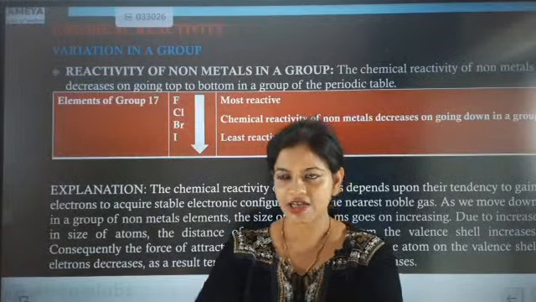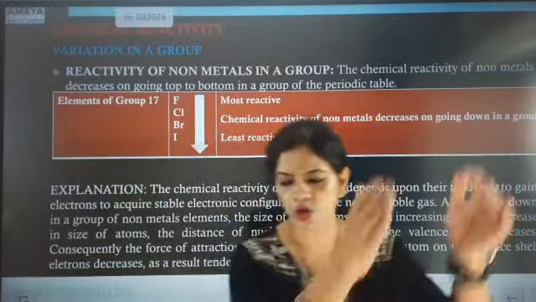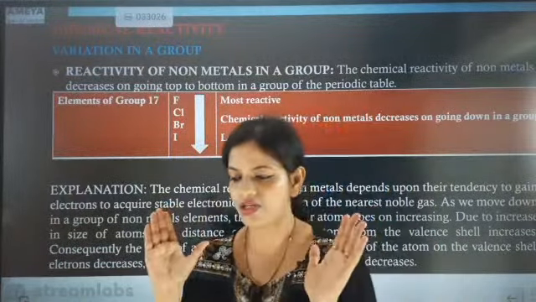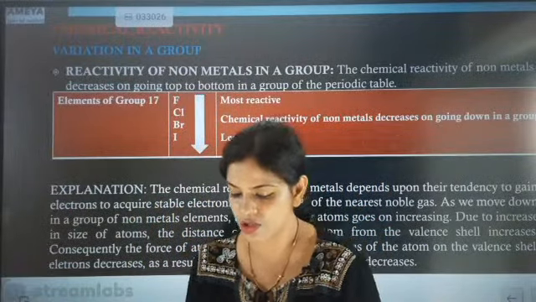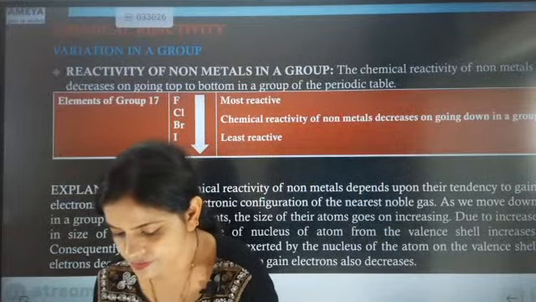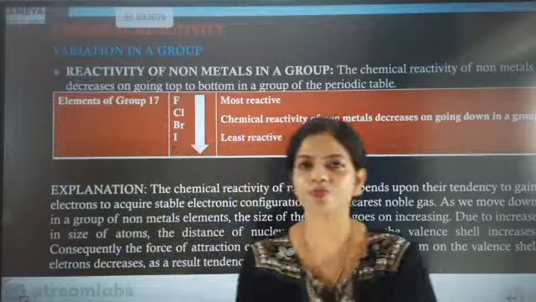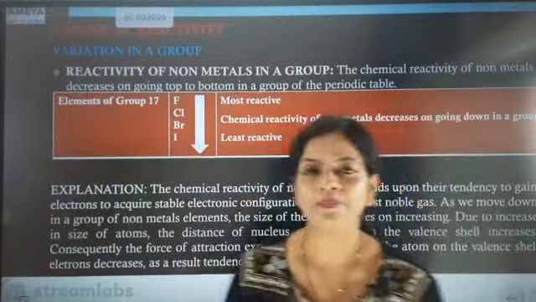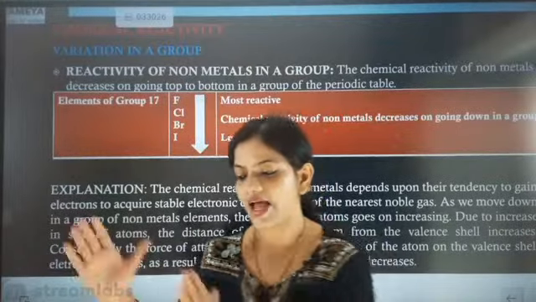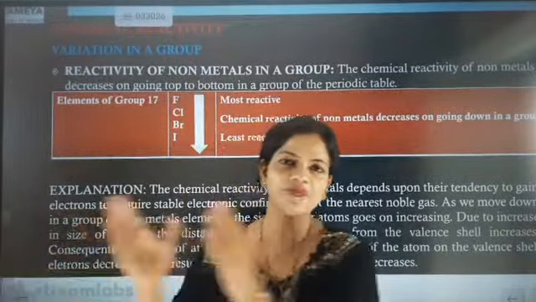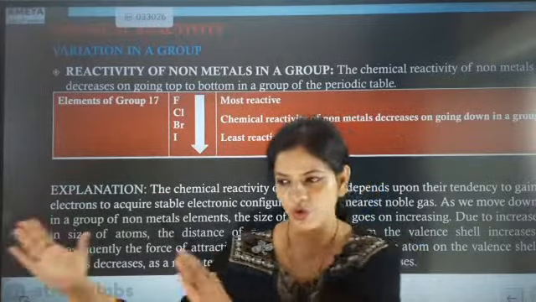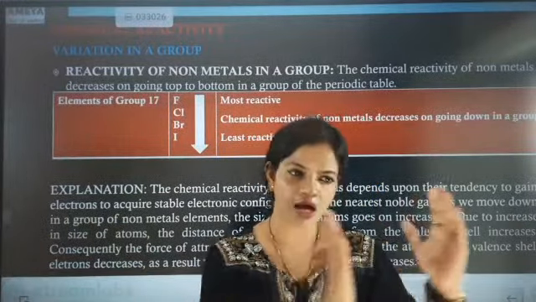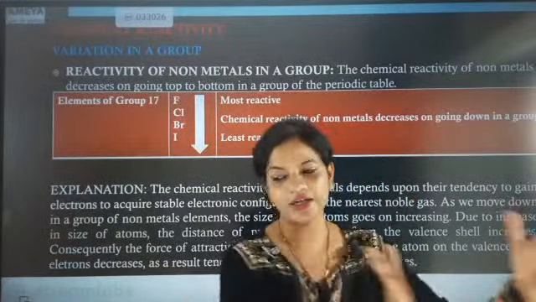Only reactivity, think about group 1 and group 17. I want only this. I'm going to explain one more time. First you have to understand that reactivity decreases from left to right, but after silicon it is increasing again.